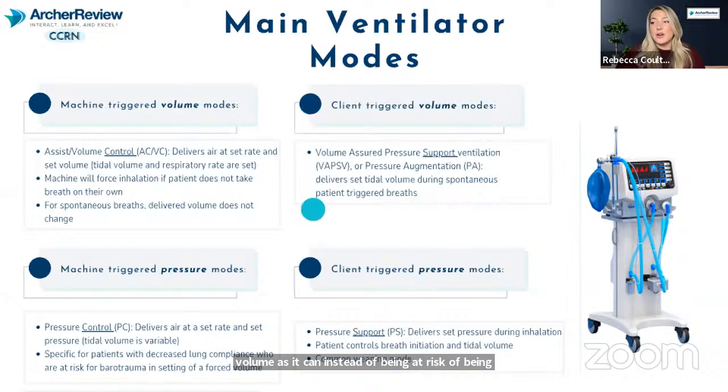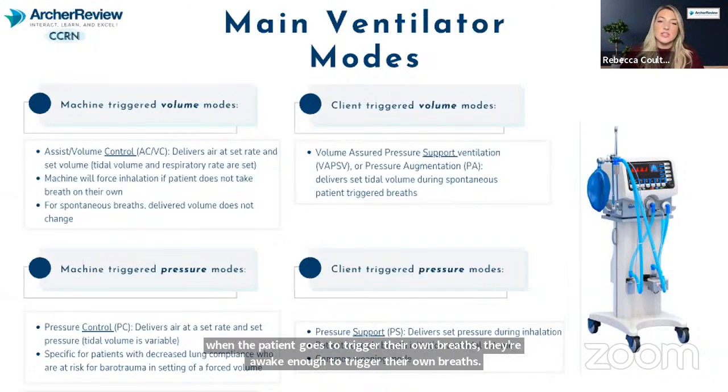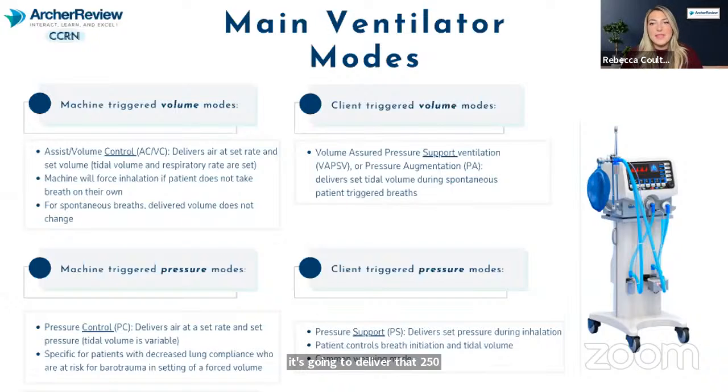Next, we've got our client or patient triggered modes. We have patient triggered volume modes. This is pretty rare, I'll say. Volume assured pressure support ventilation. This is when we are delivering a set tidal volume during spontaneous patient triggered breaths. So we're not setting the rate, but when the patient goes to trigger their own breaths, they're awake enough to trigger their own breaths, it's going to deliver that 250 mLs every single time. Very, very rare.